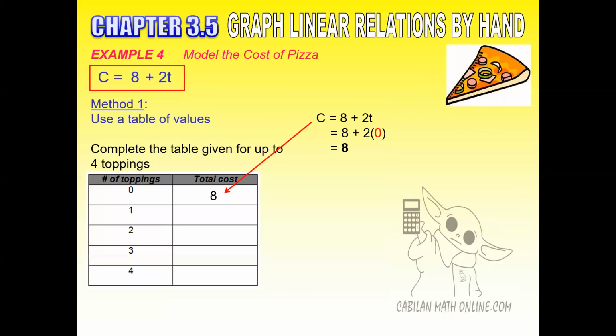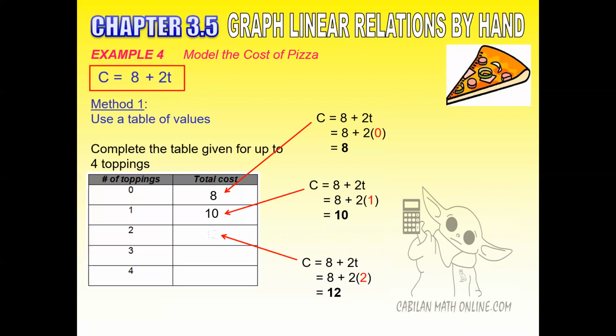So for 1 here, we're now going to substitute 1 in for the T. When the 1 substitutes itself for the T, put brackets around the 1. So in this case, when you put 8 plus and then 2 in brackets 1, the resulting answer should be 10. Let's do one more here. We're going to look at 2 toppings. So what we have is 8 plus 2, and we're going to replace the T here with a 2 in brackets, and that's going to give us 12.